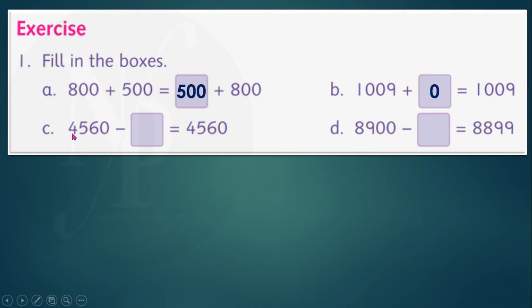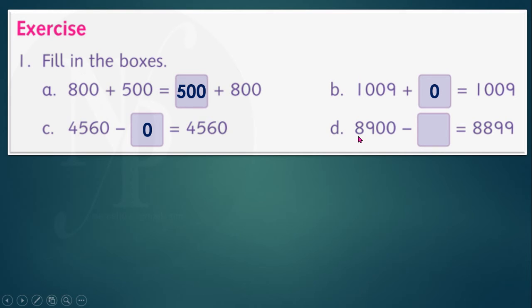C is 4560 minus a box, and on the right side of the equal to sign we have 4560. So subtracting which number from the given number gives us the same number? We have learned the property. So if you subtract 0 from any number, you will get the same number. Therefore, this box must be filled by writing 0.